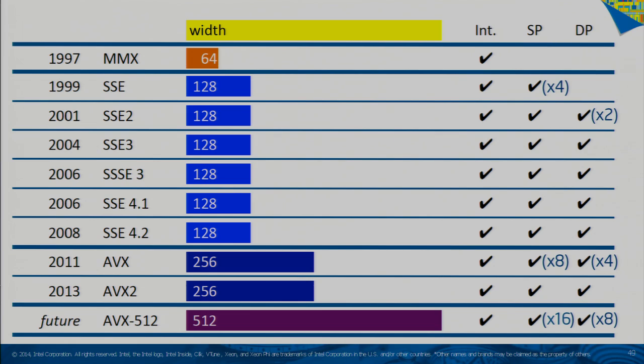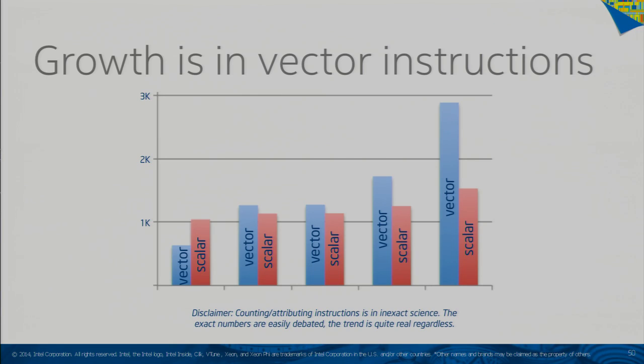So we see increasing bit width. We see that it doesn't apply just to integers. We do floating point, single, all the way up to 16 wide single precision, 8 wide double precision. But here's a fun graph. I kept saying how many instructions. I took off the names of the processors because it doesn't really matter.